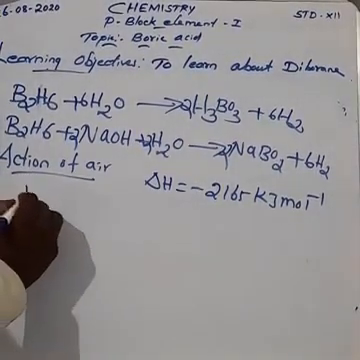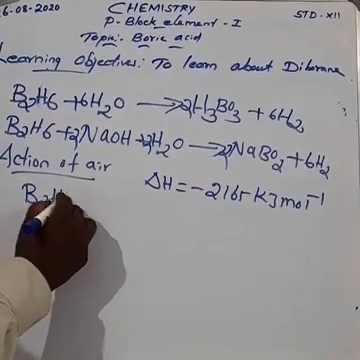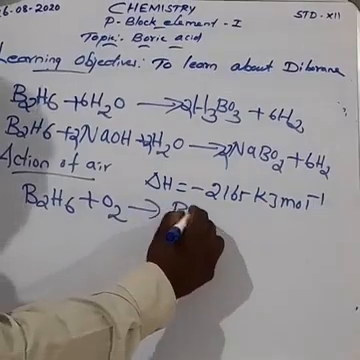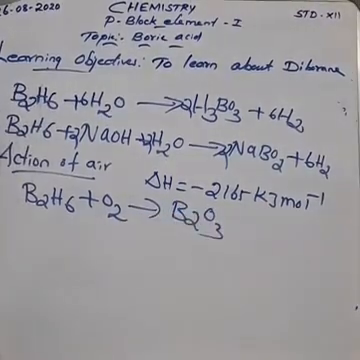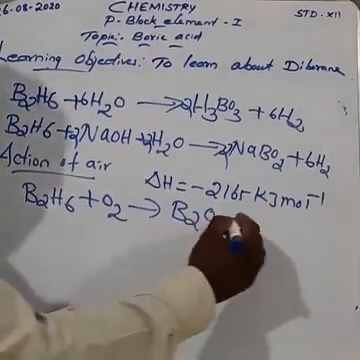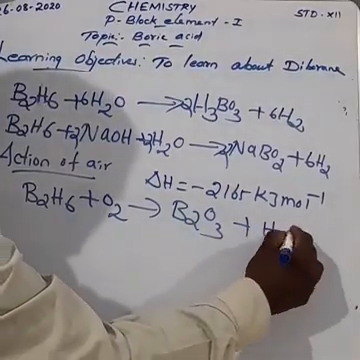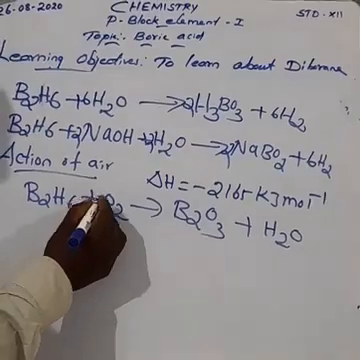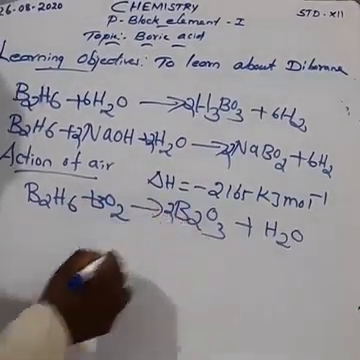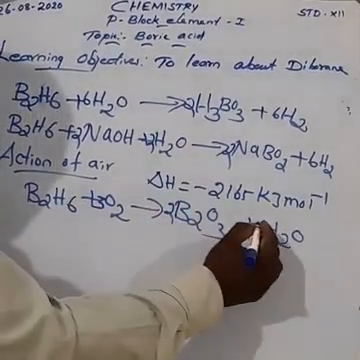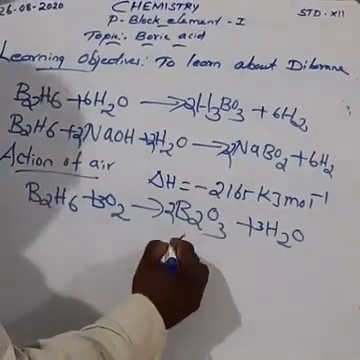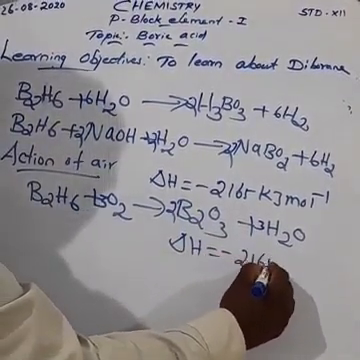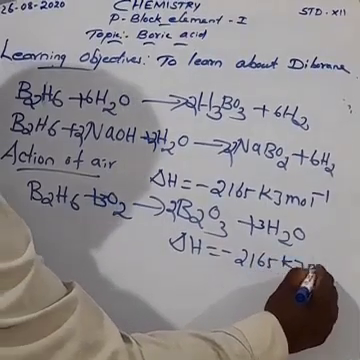Diborane formula B2H6 reacts with air to form B2O3, boron trioxide, with water molecules. Then how can we solve the equation? Make it 2 here. Then hydrogen 6, 3 times 2. With the temperature, the delta H value is equal to minus 2165 kilojoules per mole.